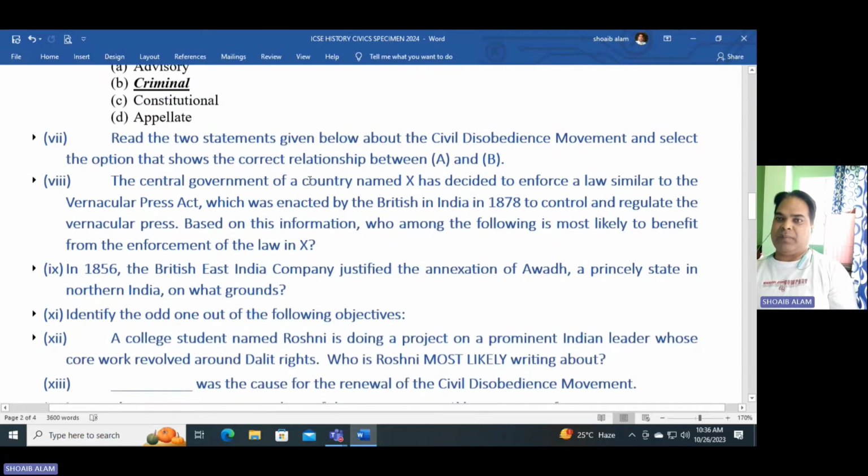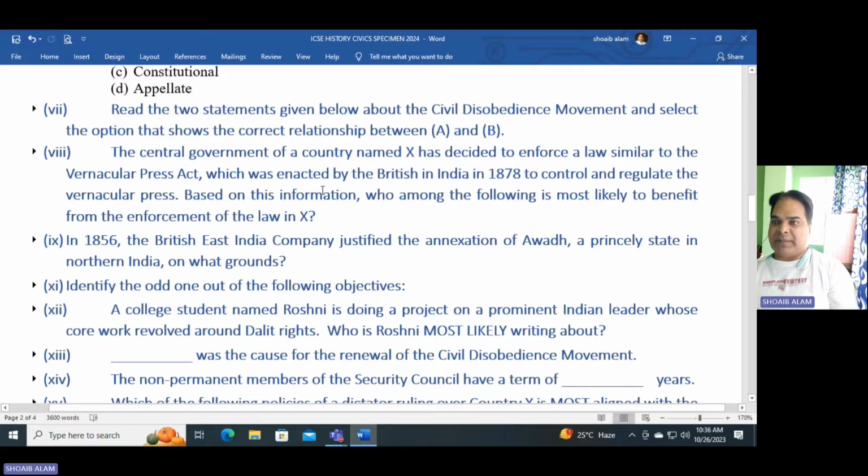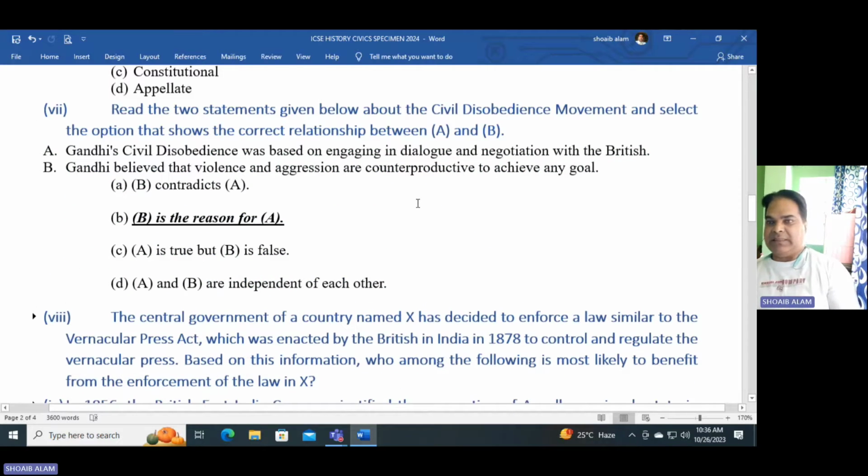Now let us move on to number seven. Read the two statements given below. A: Gandhi's civil disobedience was based on engaging in dialogue and negotiations with the British. B: Gandhi believed that violence and aggression are counterproductive to achieve any goal. So B and A contradict. According to me, I'll go with B. B is the reason for A. So I'll go with option number B.